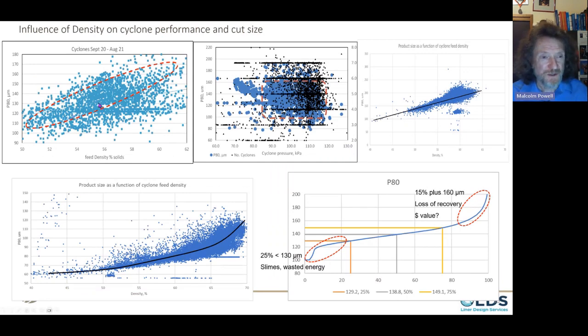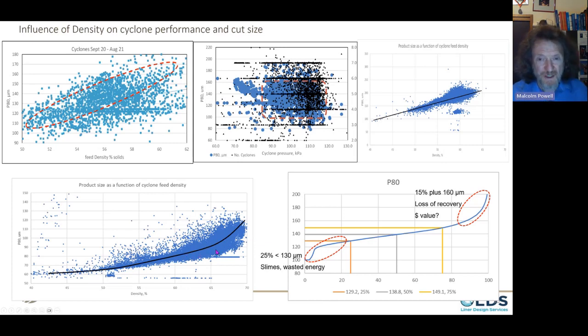And it leads to issues like not understanding the effect of feed density on the P80. This is changing pressure, and it's like this box diagram. It's all over the show, the P80. But if I look at feed density, it's really sensitive to it. So the top tier of control should be to control on density or control the cut size. And when you get your density too high, the cut size goes crazy. So you've got to stay in this range.